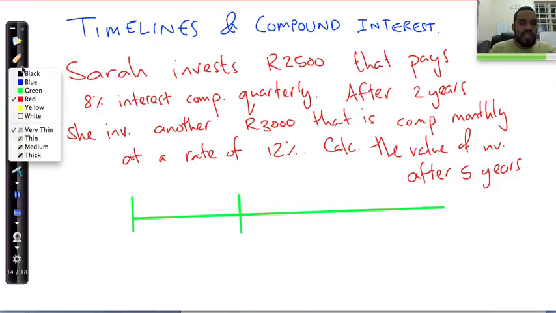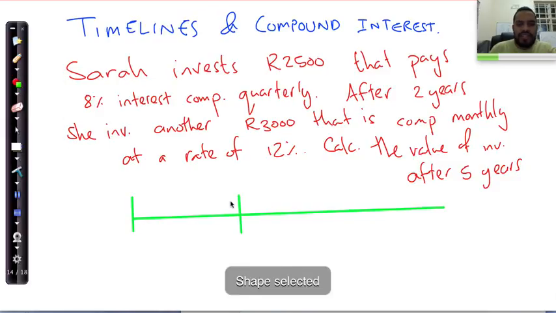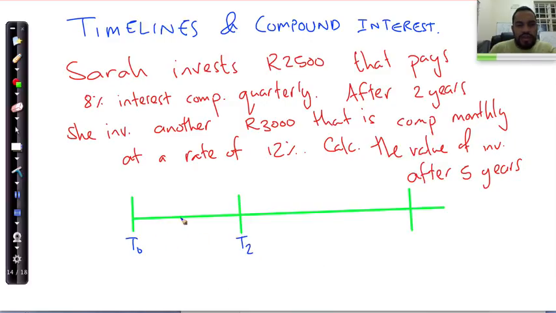So we need to look at this critically. There's T0, this is going to be T2, and this is going to be T5. Let's start off, T0, that's year 1. This is T2, that's after 2 years. So I'm going 1 year, 2 years. And then eventually this is going to be T5, which is after 5 years. Over here, Sarah invested plus 2,500 Rands. And then over here, Sarah included 3,000 Rands. And then finally we want to know what's the value at the end of all of this.